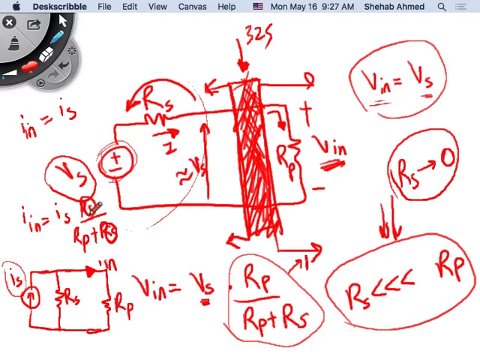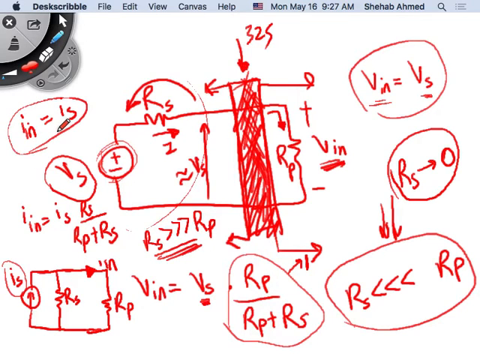If it's 0, then I input is equal to 0. Right, so that's not going to work. So what's the limit? RS has to go to infinity. Exactly. So if RS is very large, or RS is much larger than RP, whereas here it was much smaller than RP, then I'm happy. This fraction is almost equal to 1, and I input is almost equal to IS. Okay, so that's the analogy.